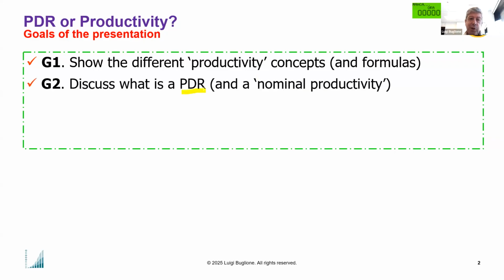The second goal for this presentation, that could be trivial for some of you attending today, but not trivial at all, is the difference between the project delivery rate and the productivity formulas, because they are not the same thing, and they are expressing values answering complementary questions, and we'll discuss this second goal.